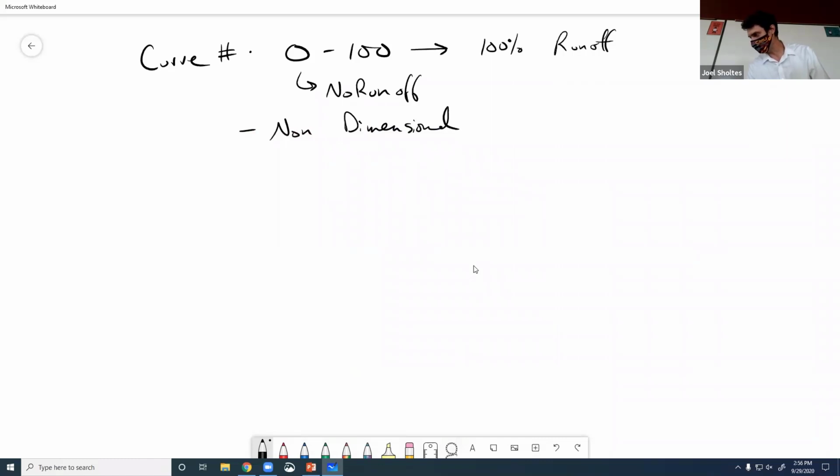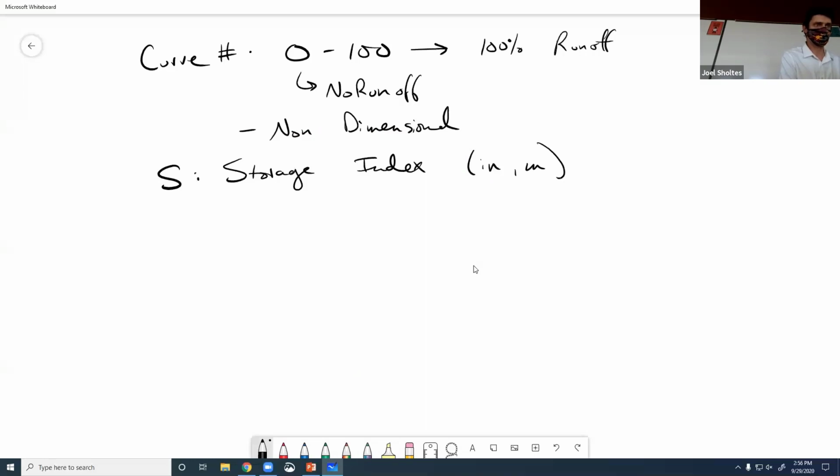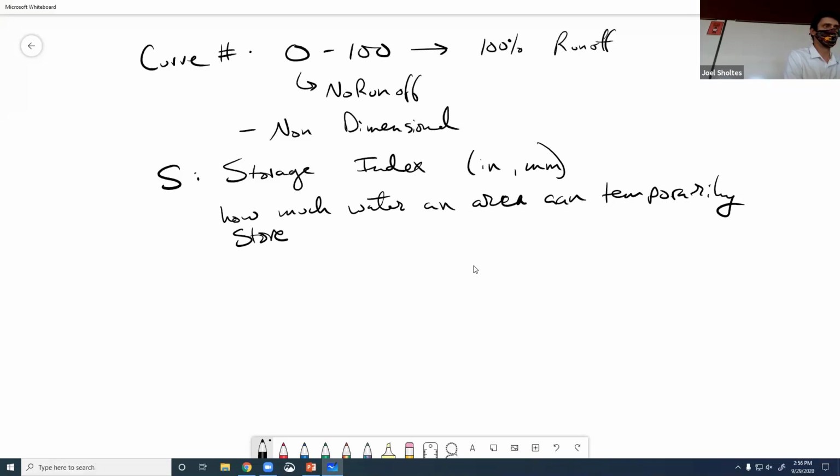So here is how it works. I'm going to introduce a few terms, and then we will do the equation. We've got S, which is a storage index. It's usually in either inches or millimeters, the units of it. And this gets you basically how much water a watershed, or we'll just say an area, can temporarily store. So that would be depression storage, that sort of thing. Maybe it infiltrates a little bit as well.